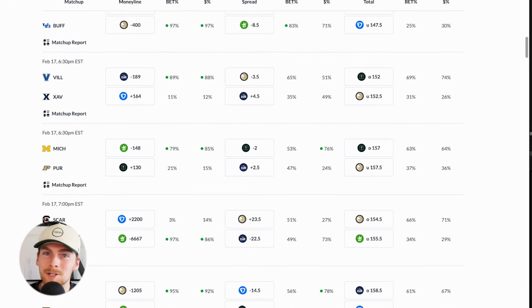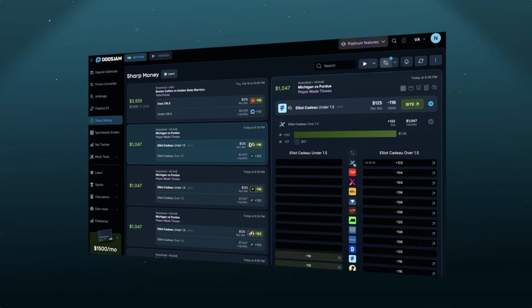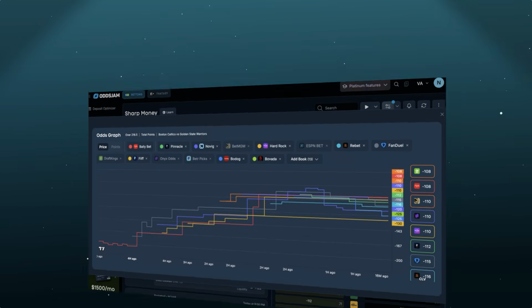What if you could see the exact bets that sharp bettors and syndicates are actually taking? And no, I'm not talking about public money splits, because we all know true sharps get limited quickly on the books those splits track. I'm talking about seeing where real professional bettors are actually putting significant money down. Let me introduce you to the sharp money tool.